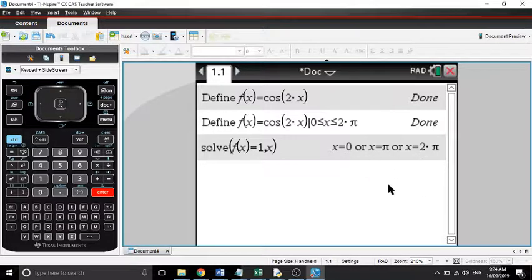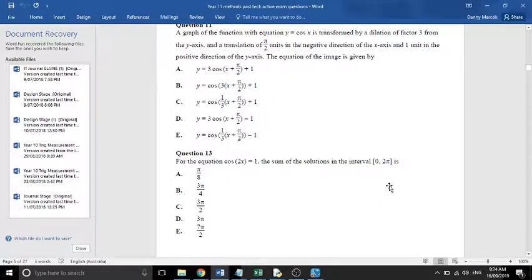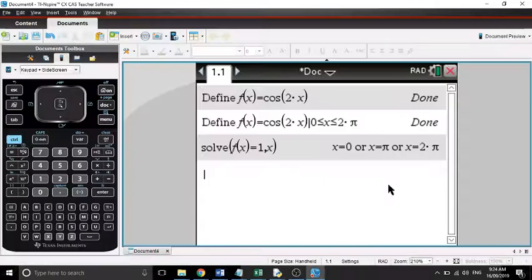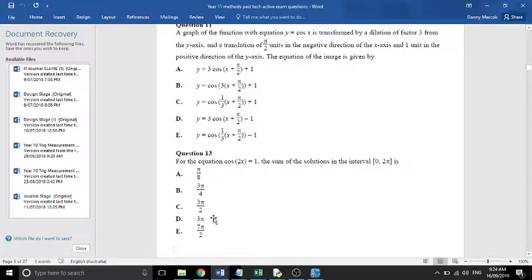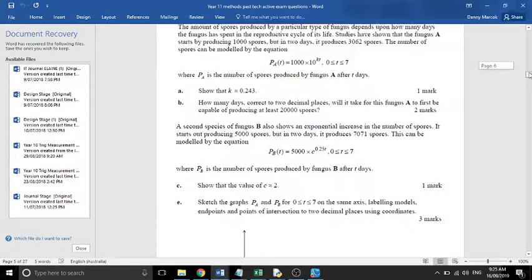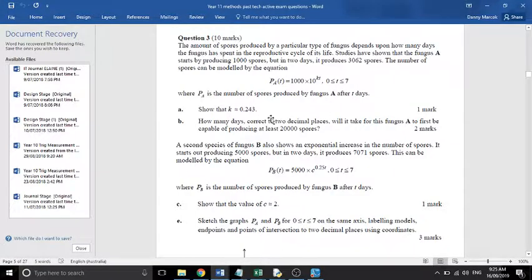Now, if I'm asked to find the sum of those, I'm going to add them up, pi and 2 pi, so 3 pi. So there we have D. Okay, and this question will be another video.